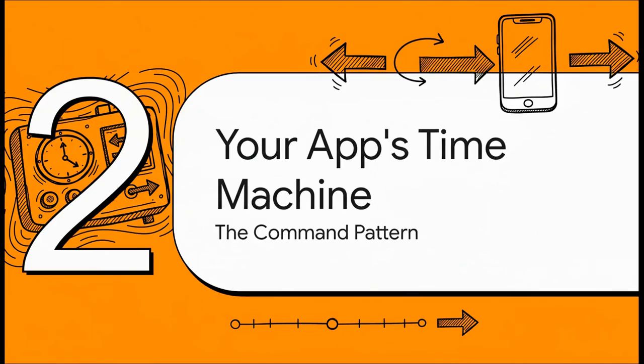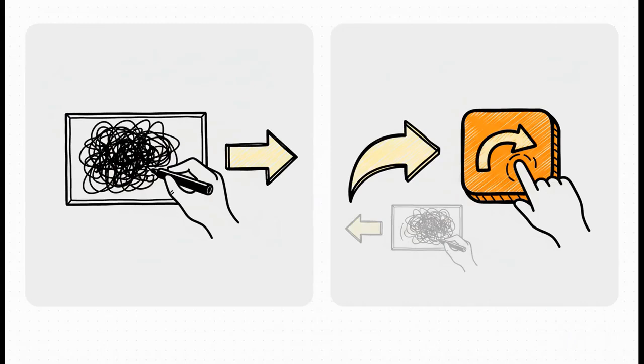All right, this next one, I guarantee you've used it 1,000 times without even thinking about it. Let's call it your app's time machine. The official name is the command pattern. And yeah, it's pretty much what it sounds like. It lets you time travel inside your apps. Oh yeah, you know this one. Every single time you've hit that life-saving undo button after making a mistake in an email or a photo editor, yep, you were using the command pattern.